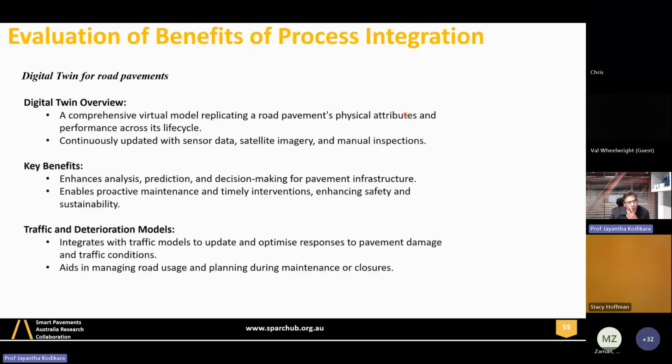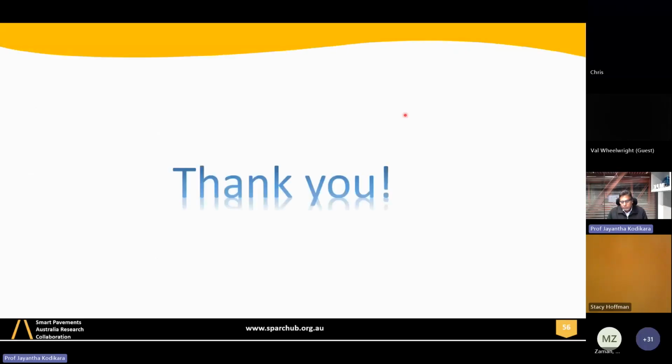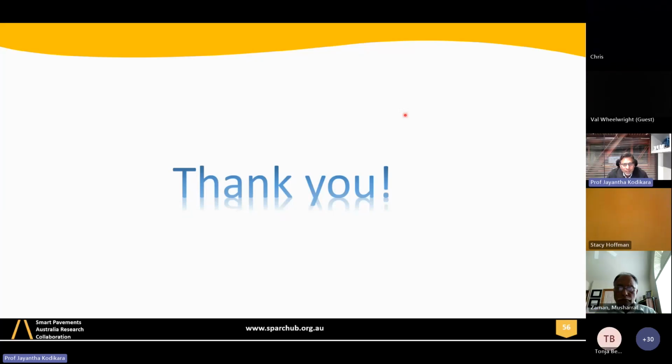Then digital twin, of course, is an area where things are happening. In the roads area, it is to a lesser extent, but we can develop that also. I think I have just come to the 1 hour mark, so I have rushed through the last few slides. Thank you very much for your attention. I hope you got something to discuss further and ask questions also. Thank you very much.